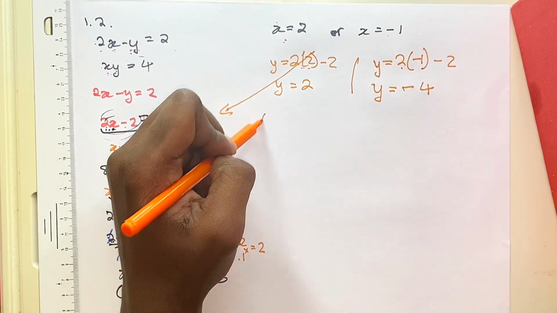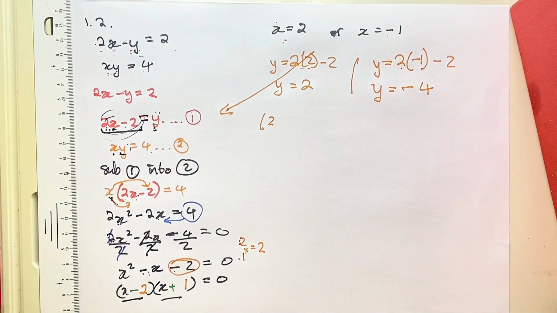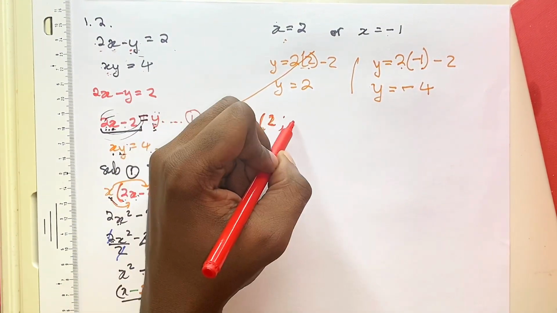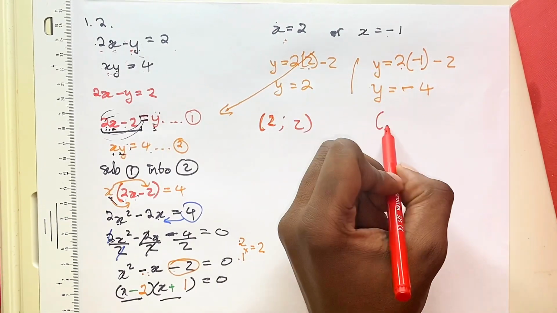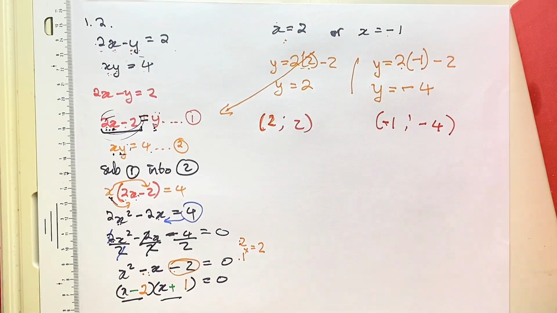So on this side, your values of x and y, your x will be 2. Let me use a different color. Your x will be 2 and your y will be 2. And on this side, if your x is negative 1, then your y will be minus 4.